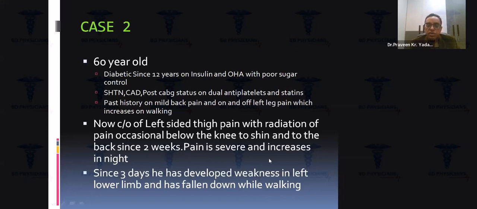The pain is very severe and increases at night. And since 3 days, he has developed weakness of the left lower limb, which is manifested by a fall while walking. So the patient has buckled and fallen down. And there is severe pain in the left leg, which is radiating to the back. There is also a mild back pain in the past, a very mild history, with some claudication-like history in the lower limb, which increases on walking.